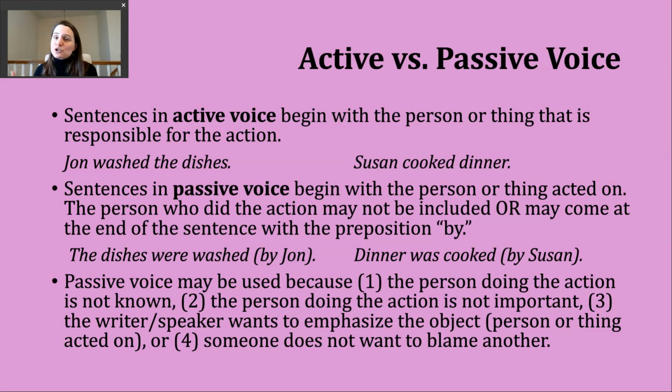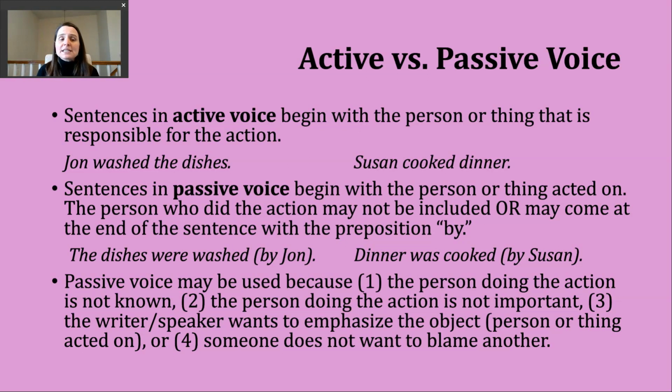Now, as you're reading or talking with others, you might hear some sentences where the writer or the speaker begins the sentence with the person or the thing that is acted on or that receives the action. Okay? We call this the object. We might not know who is responsible for the action, for the doing of the action. But sometimes we will know, and we'll know that because at the end of the sentence, you're going to see the preposition by and then a name of a person or thing. Again, whom or whatever is responsible for the action.